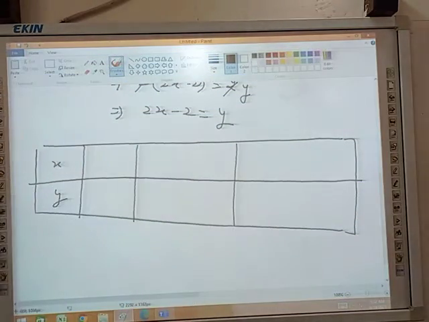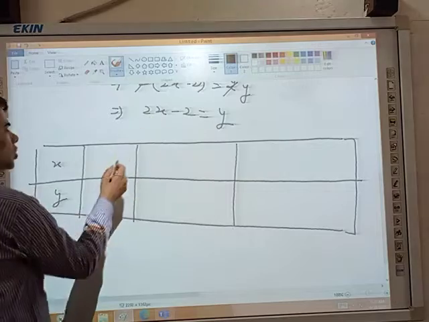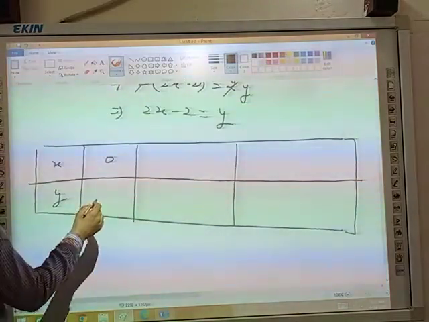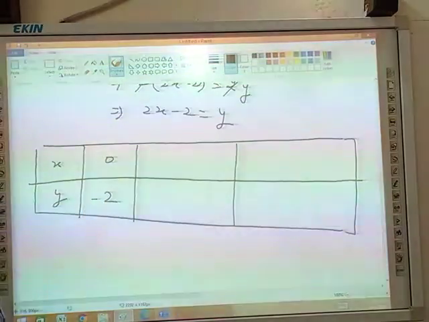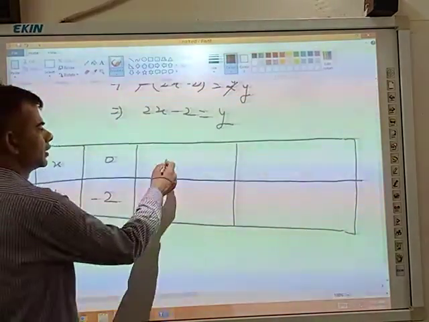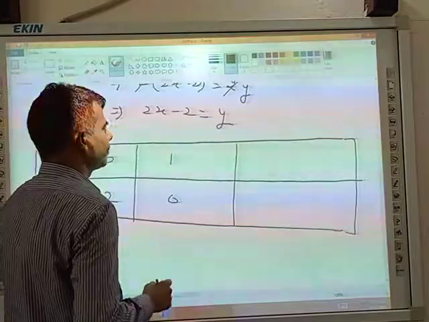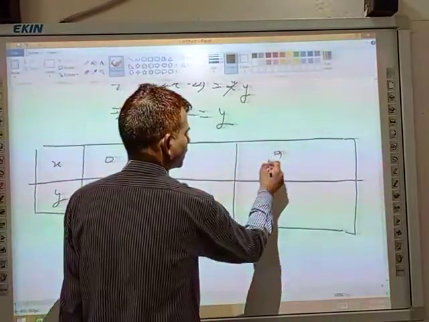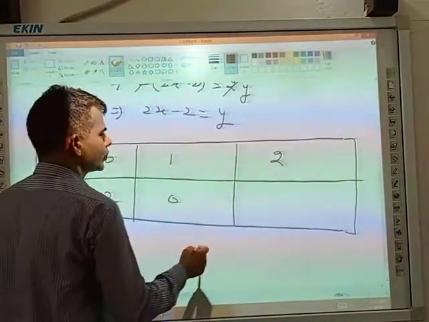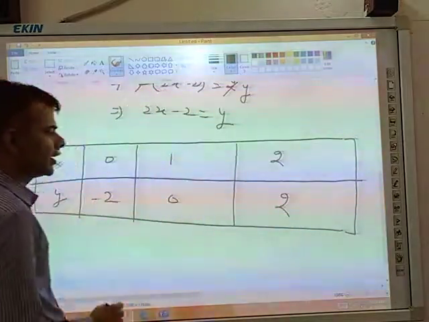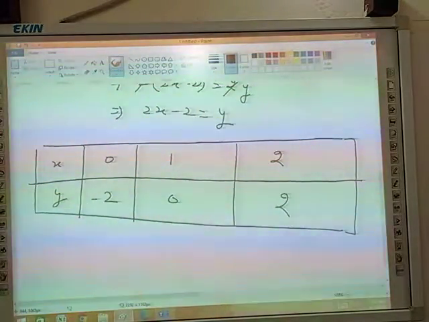Now students, replace x with 0, then y is minus 2. Replace x with 1, 2 ones are 2, 2 minus 2 is 0. Replace x with 2, 2 twos are 4, 4 minus 2 is 2. Students, any doubt, any problems?